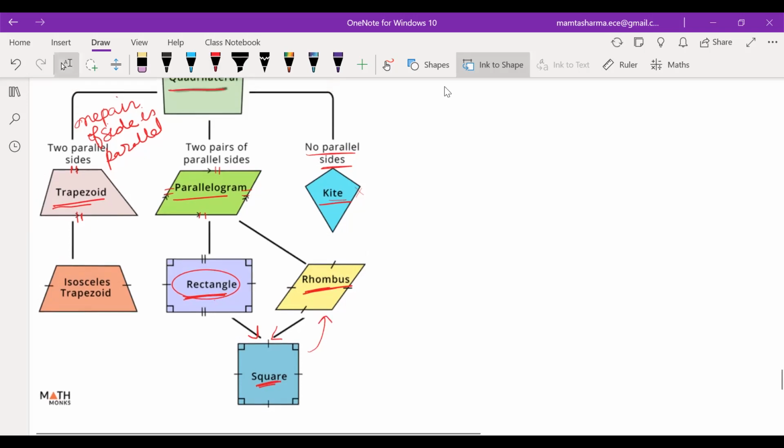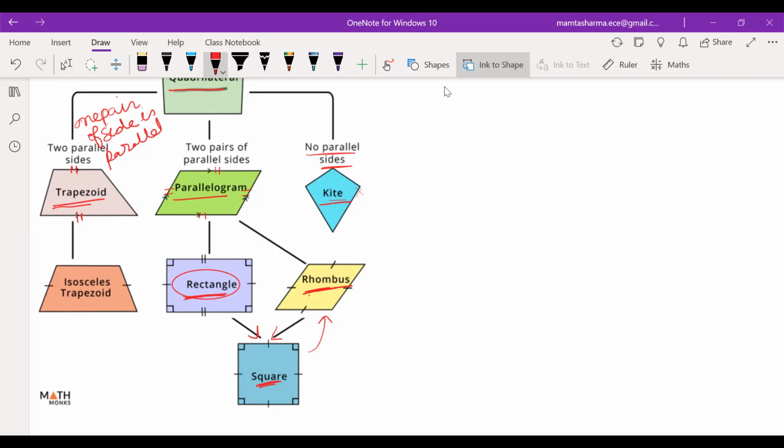Now this is clear. Parallelograms are of two types, rectangle and rhombus, and a rectangle can be modified into a square, and a rhombus can be modified into a square. Now see, the kite. Kite is only a single one. A kite will not have any parallel sides.